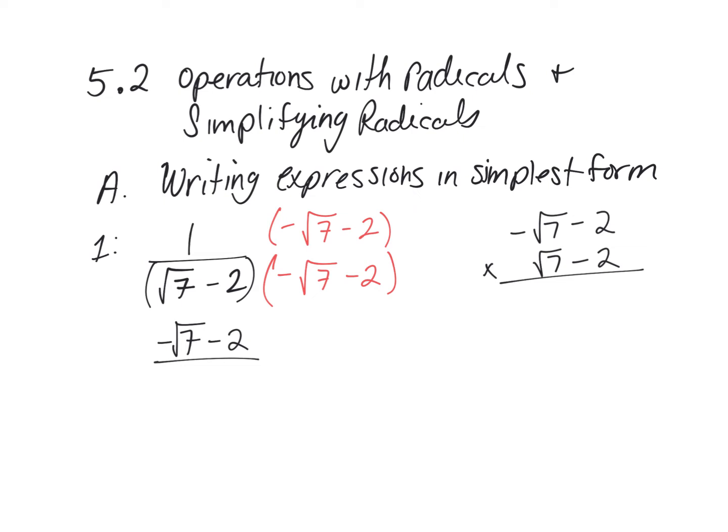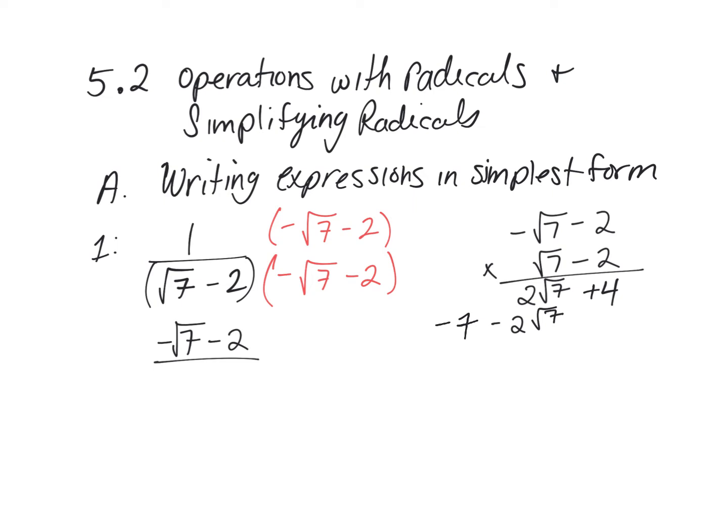So remember here I do negative 2 times negative 2 is what? Positive 4. Then I have negative 2 times negative square root 7, which is positive 2 square root 7. And then square root 7 times negative 2, negative 2 square root 7. And then square root 7 times negative square root 7 equals what? Negative 7. Right? Because square root 7 times square root 7 is the square root of 49, which equals 7. Okay, so the radical disappears.